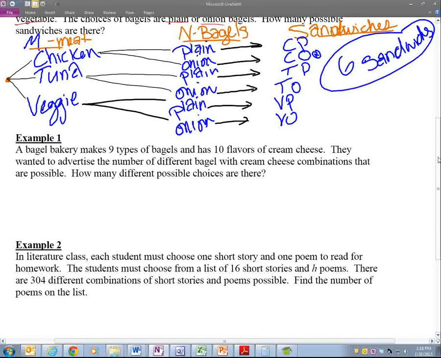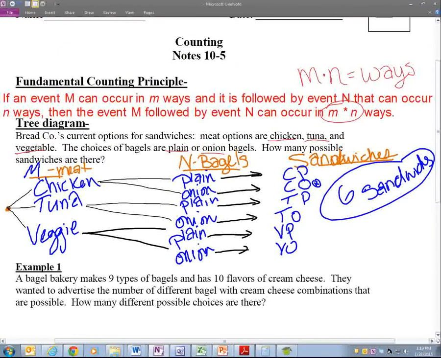Any questions on the tree diagram? Yes, sir. It's not like a common diagram. Mm-hmm. Like, so say you have like four meats and two things, and you just multiply that, and you also do that with the same answer. That is exactly what this is.